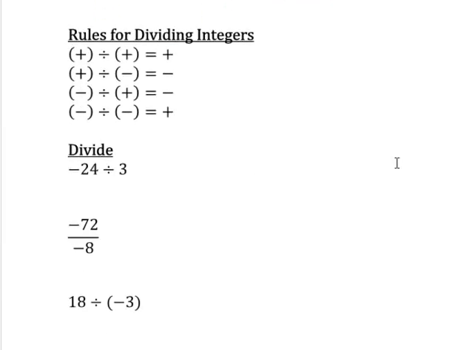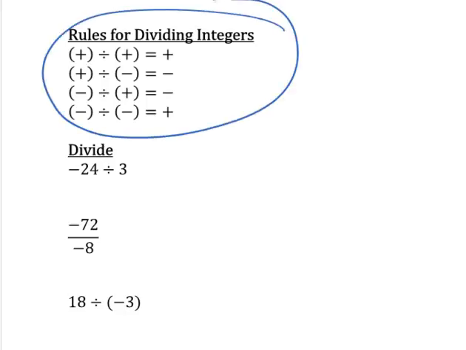All right. So over here I now have the rules for dividing integers, and I want you to notice that the rules for dividing integers are practically the same as they are for multiplying integers. So a positive times a positive is still positive. A positive times a negative is negative. A negative times a positive is negative, and a negative times a negative is positive.